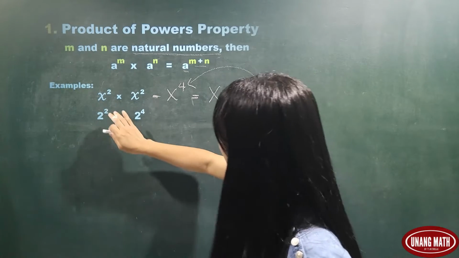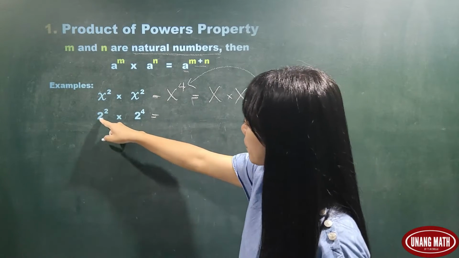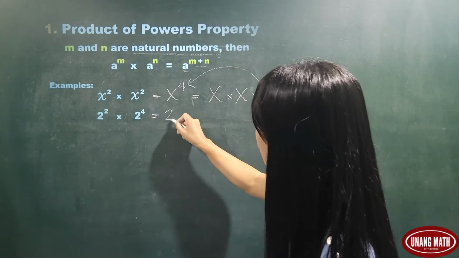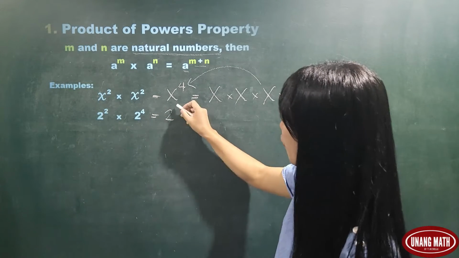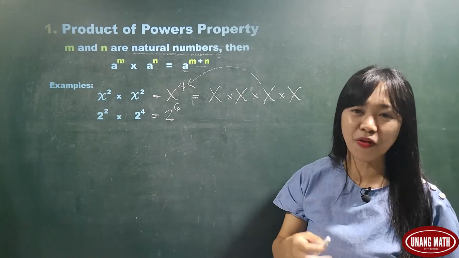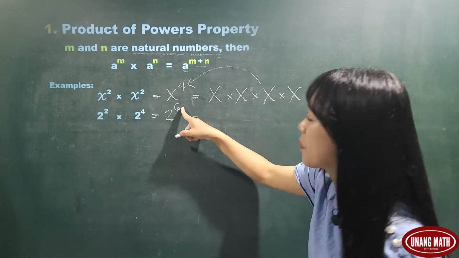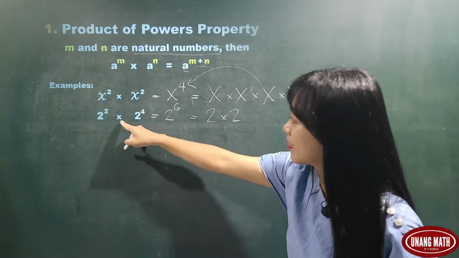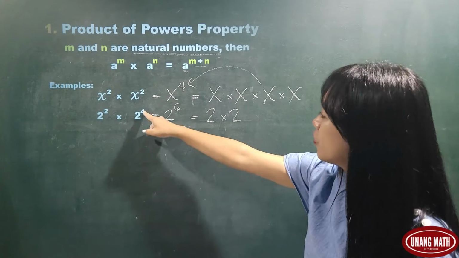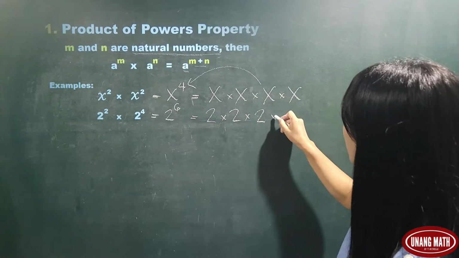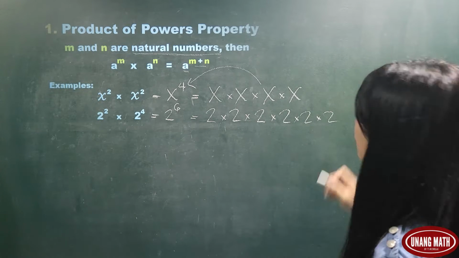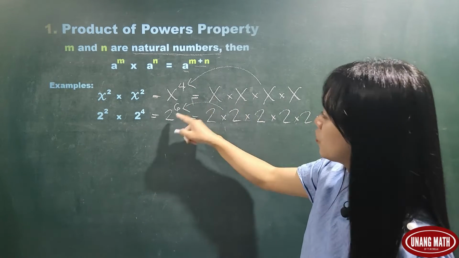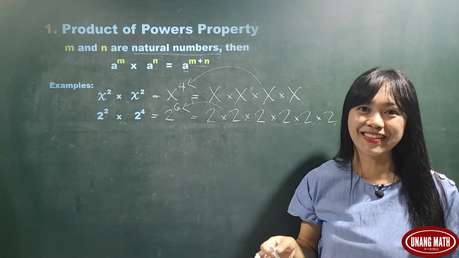Okay, what about 2 squared times 2 raised to the power of 4? So same bases. This is multiplication. So we just need to copy the base 2, then add the exponents. 2 plus 4, 6. So this is 2 raised to the power of 6. But how did we get 2 raised to the power of 6? 2 squared is 2 times 2, times 2 raised to the power of 4. 2 raised to the power of 4 is 2 times 2 times 2 times 2. So we have 2 times 2 times 2 times 2 times 2 times 2. This is equal to 2 raised to the power of 6.